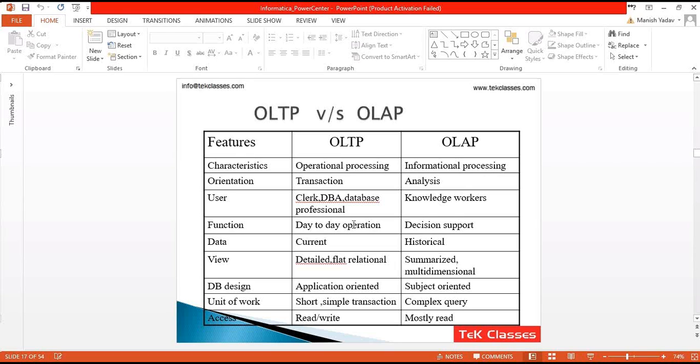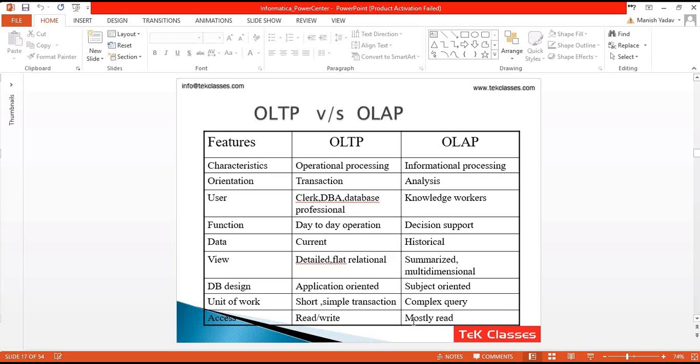Then this is a day-to-day operation. This is decision support. It might not be a day-to-day activity to load the data. Then it has the current data on a daily basis, what the user is doing. This is historical. Then it is detailed, flat, relational. This is mainly summarized and multidimensional. Then this is application oriented. The data warehouse is always subject oriented.